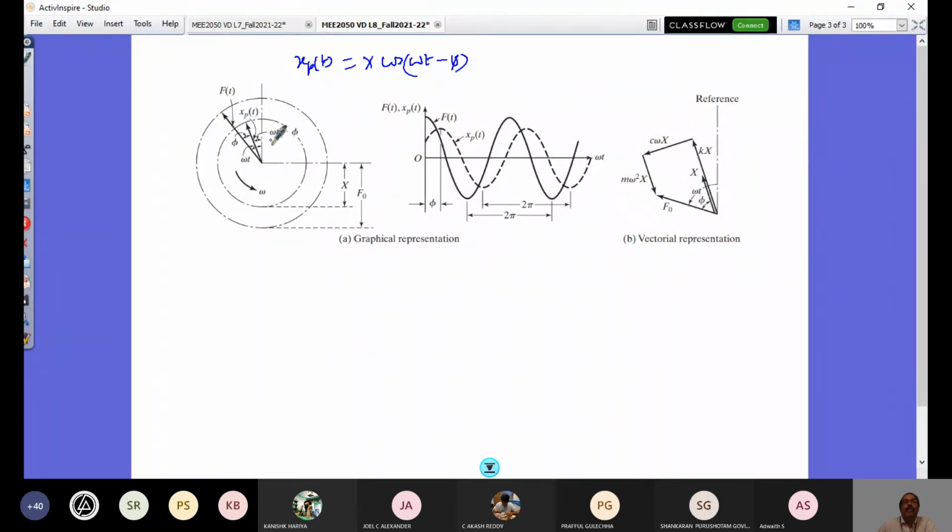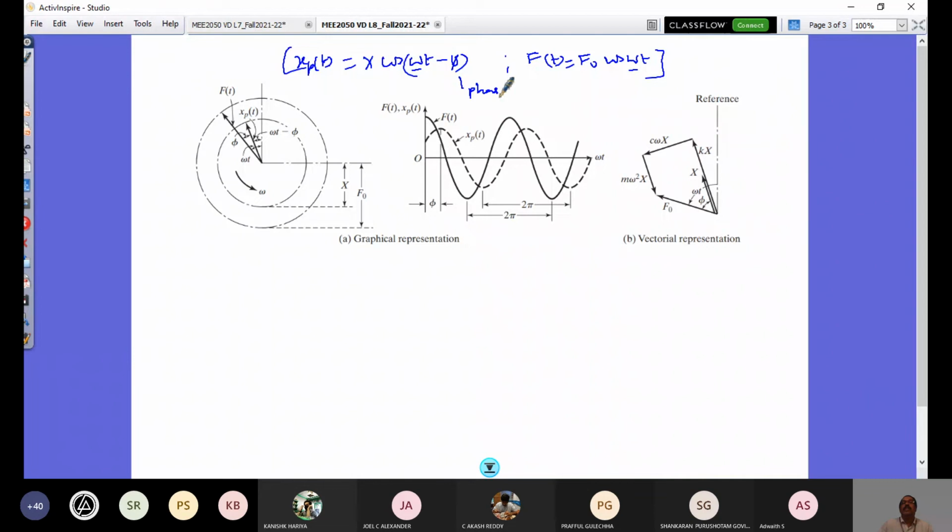So what is my forcing function? F of t is equal to f naught cos omega t. And response is x cos omega t minus phi. So this is what is now graphically represented here, and omega is the excitation frequency, and that is why with that frequency both the vectors are rotating. Look at here, frequency is omega, here also frequency is omega, and they differ in their angular orientation by an angle called phase angle. So phi is the phase angle.